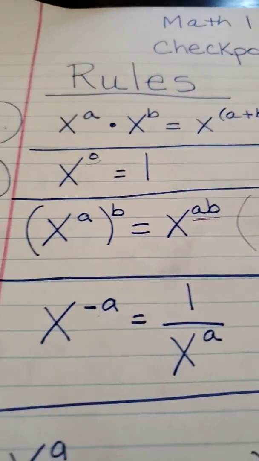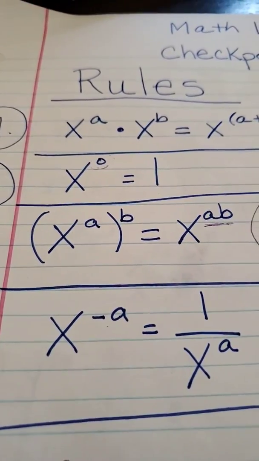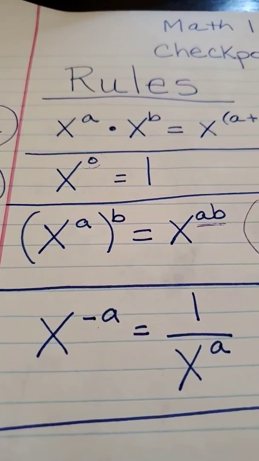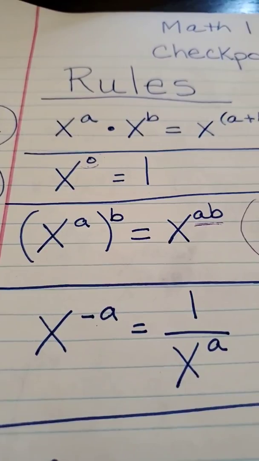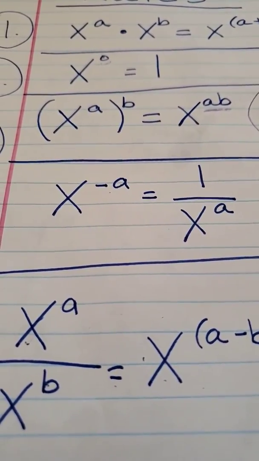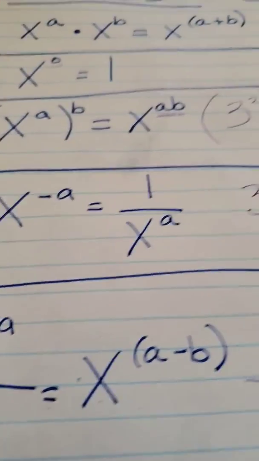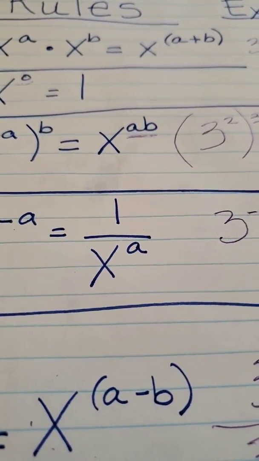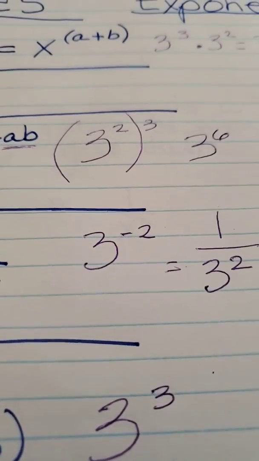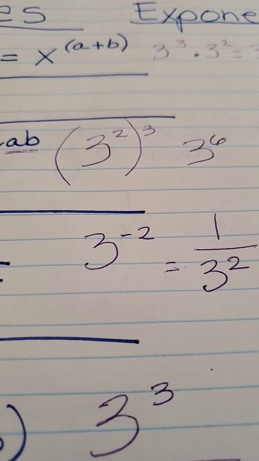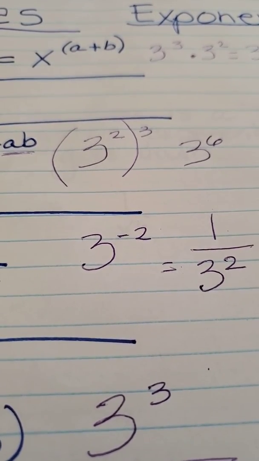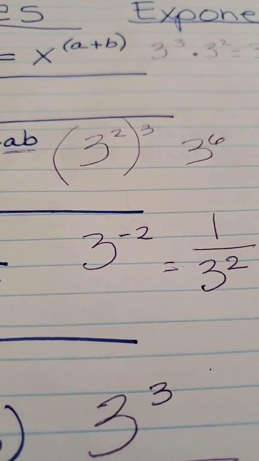Okay? On the next one, x to the 0 equals 1. So 3 to the 0 equals 1, 4 to the 0 equals 1. Doesn't matter. If it has that 0 after it, it's 1. On the next one, we have (x^a)^b. So in this case, it's x^(a times b). So here's an example. 3 to the second, parentheses 3. So I know that it's going to be 3, my big 3, and then 2 times 3 is 6.